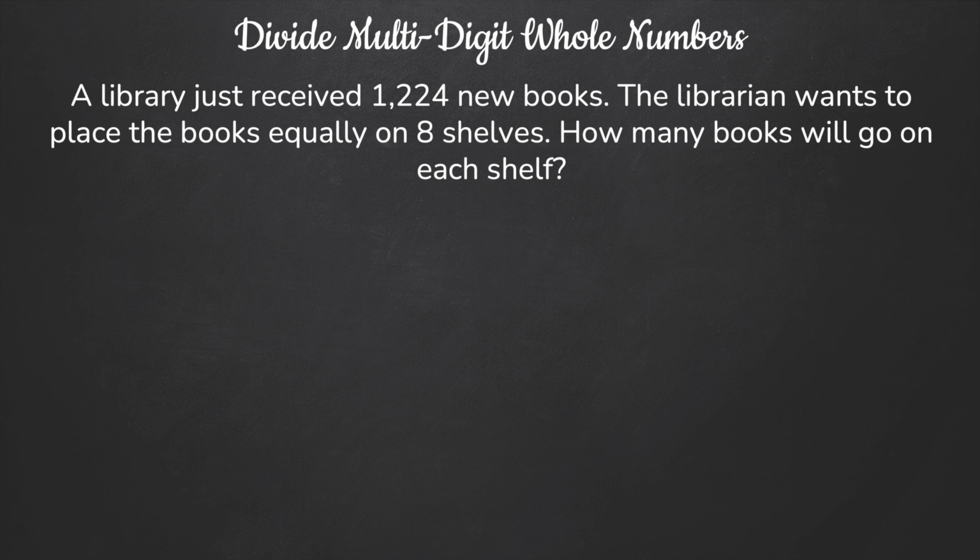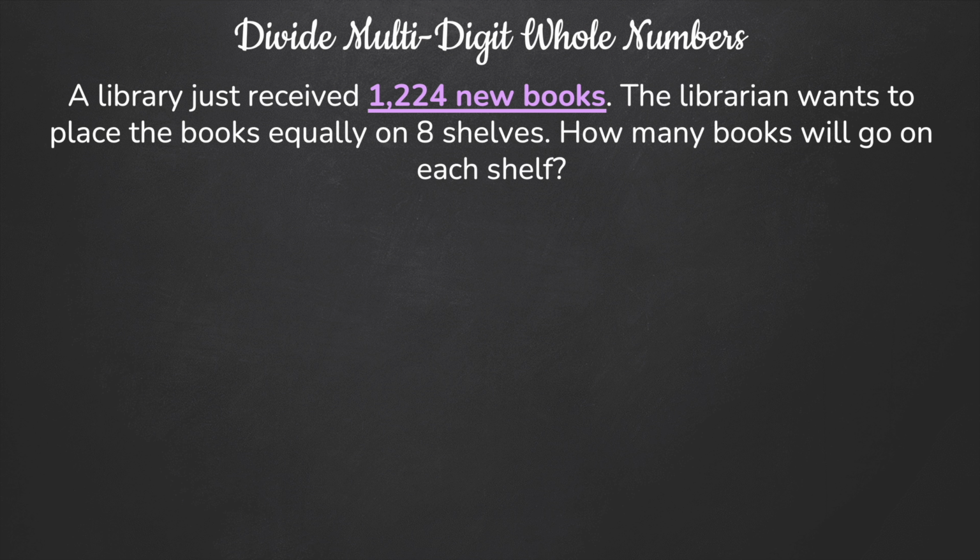Our first word problem is, a library just received 1,224 new books. The librarian wants to place the books equally on 8 shelves. How many books will go on each shelf?